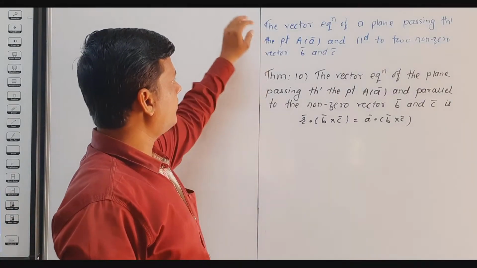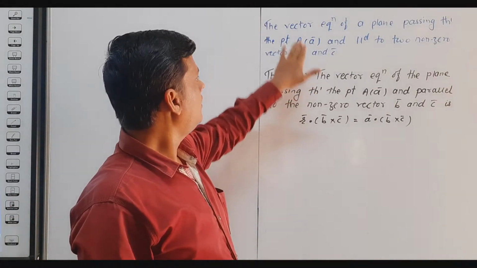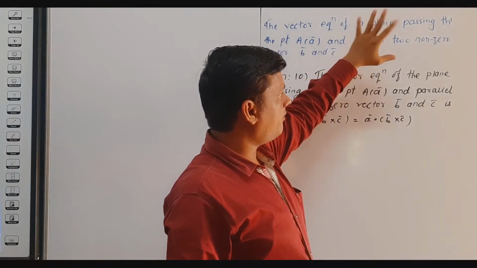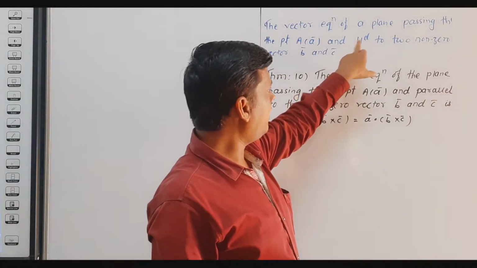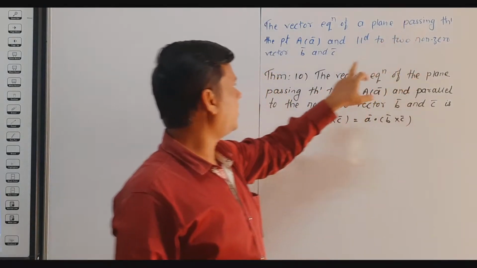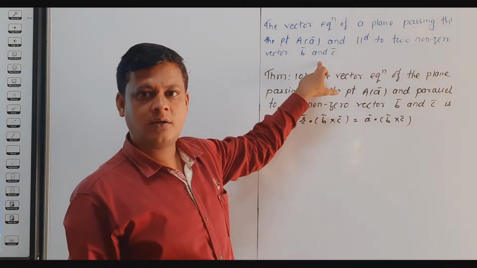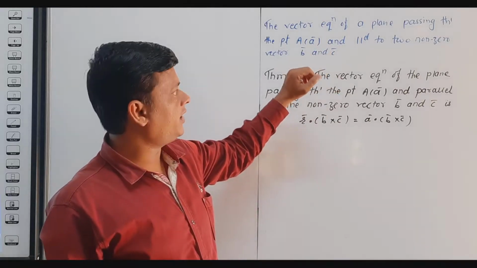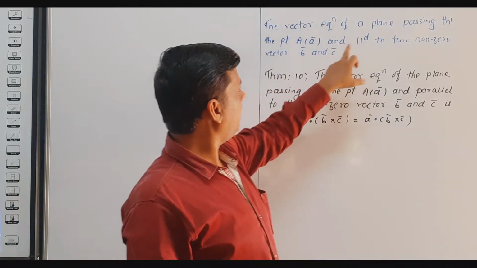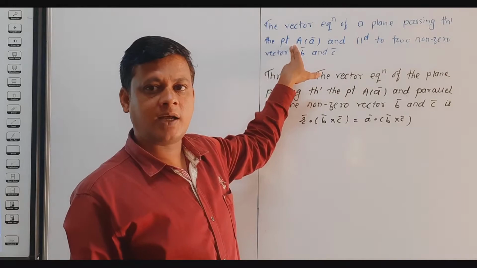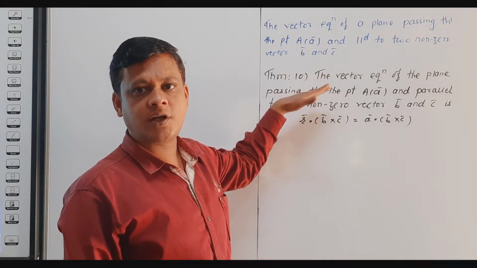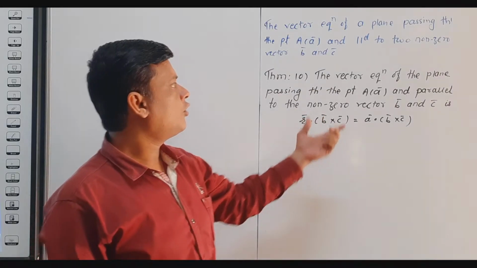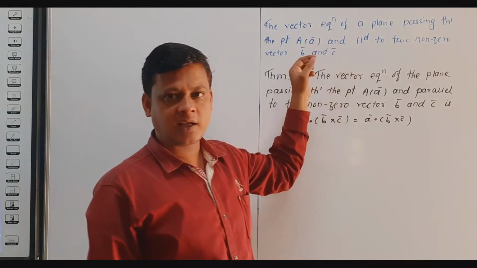Now see, next topic: the vector equation of a plane passing through the point A with position vector A bar and parallel to the two non-zero vectors B bar and C bar. In the first part we saw the vector equation of a plane passing through the point A of A bar and perpendicular to the vector N bar. Here, instead of a perpendicular vector, two vectors parallel to the plane are given.